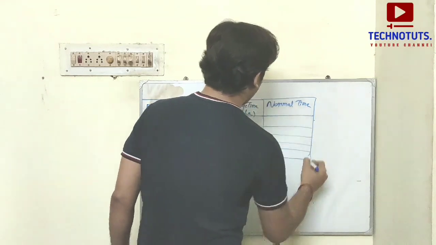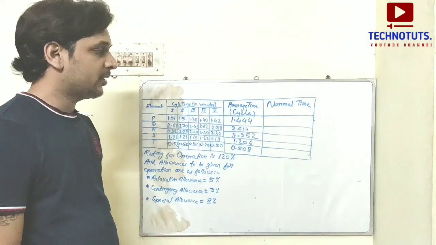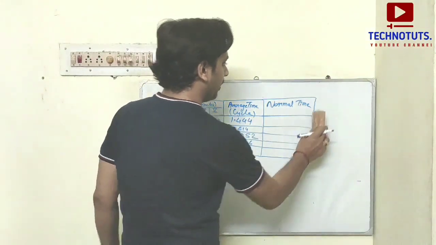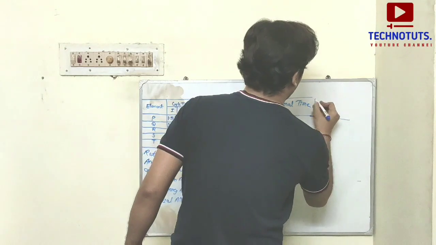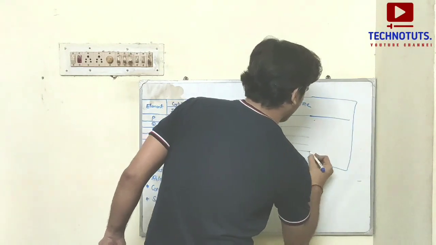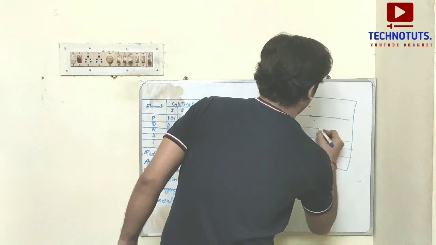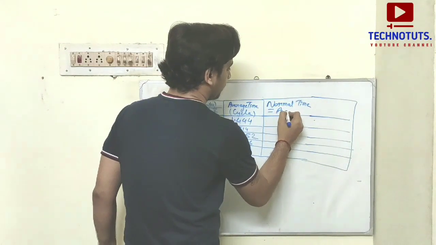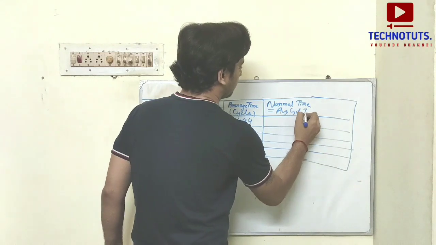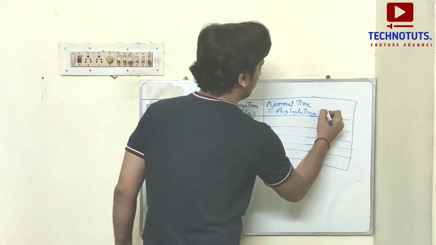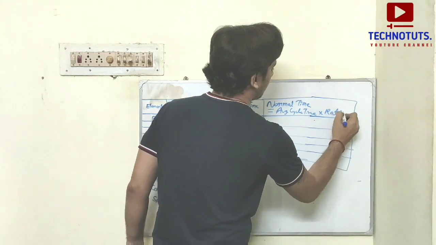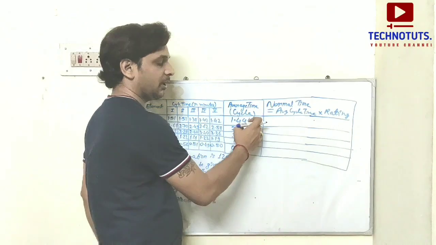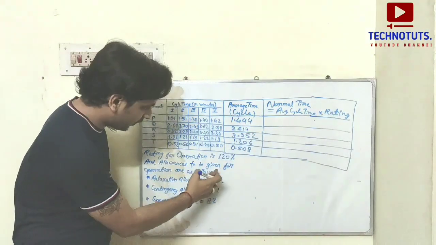For each element, normal time. So what is the formula of normal time? Normal time is equal to average cycle time into rating for the operation. We have already calculated average cycle time here, and rating for the operation is given as 120%.